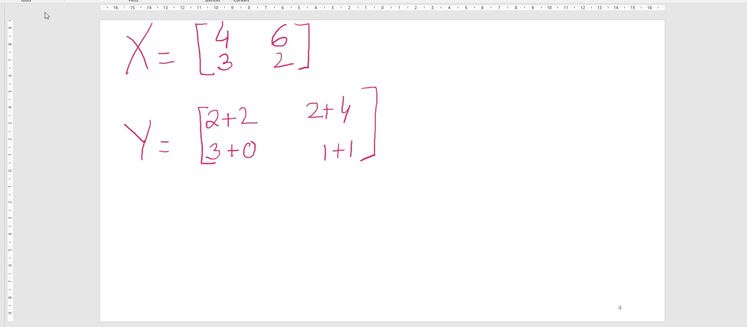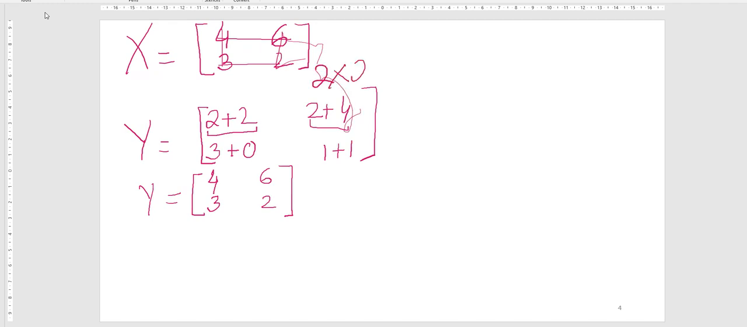So see, now the question is whether these two matrices are equal or not. Here you can see we have 4, 3, 6, and 2, but in Y we have 2 plus 2, here 2 plus 4. So see, there is a sign. So we can write down 2 plus 2 is equal to 4, 3 plus 0, this is 3, and this is 6, and this is 2. So now, first of all we have to see the order. This is first row, second row, first column, second column.